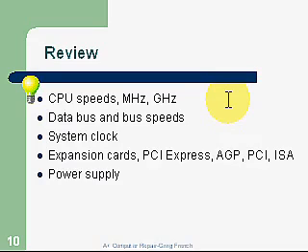Expansion cards. There's a new type of expansion card called PCI Express. PCI Express is pretty much double the speed for moving the data. And we've gone from a parallel type of bus to a serial. We also have AGP, PCI, which we've discussed, and the ISA.